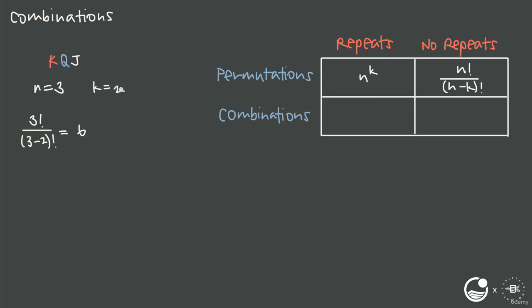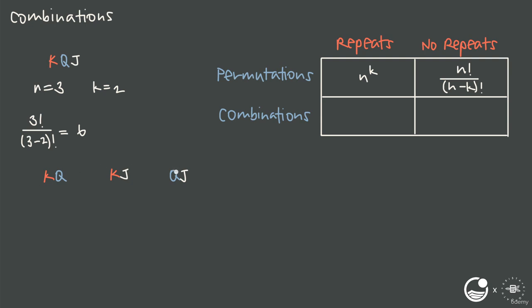which was 6. And that makes sense because if we choose 2 of these 3 cards, we can either choose the king and the queen, or we could choose the king and the jack, or we could choose the queen and the jack. These are the only 3 combinations of 2 cards that we can pick from this group. So we have 3 possible arrangements here, but when we're thinking about permutations, remember that the order matters.